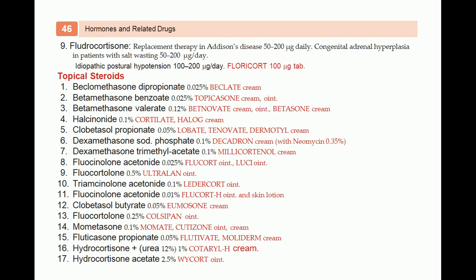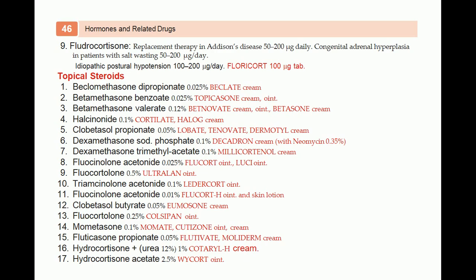Another one is fludrocortisone. It is indicated for replacement therapy, especially in Addison disease, at 50 to 200 micrograms daily. For congenital adrenal hyperplasia in a patient with salt wasting, it is 50 to 200 micrograms per day. Especially in case of idiopathic postural hypotension, it can be recommended at a dose of 100 to 200 micrograms per day, like Florinef 100 microgram tablet.